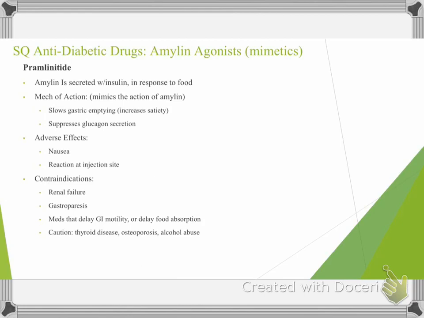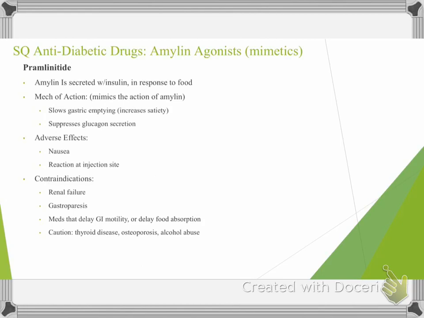So it slows gastric emptying, which increases satiety. So you have decreased intake, and it slows absorption of glucose by the small intestines. It suppresses glucagon secretion, so the liver won't convert glycogen into glucose. Adverse effects, it can cause nausea, but you can always decrease the dose if the patient is unable to tolerate it. It can cause a reaction at the injection site, but that's self-limiting. It will go away.